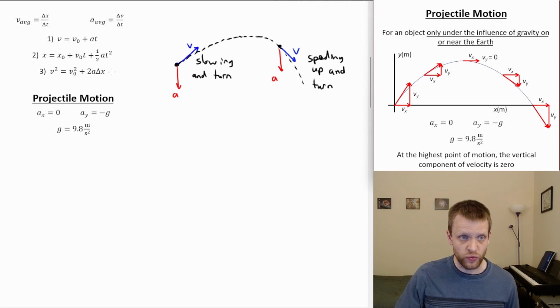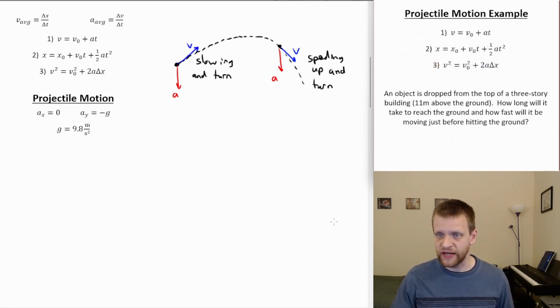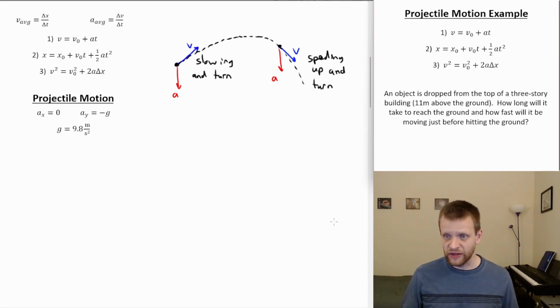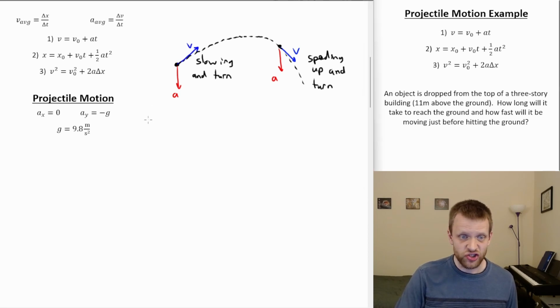So just look at this with the vertical components of motion. But let's look at this particular case. We've got an object dropped from the top of a 3-story building around 11 meters above the ground. How long will it take to reach the ground, and how fast will it be moving just before it hits the ground? Again, good starting point.